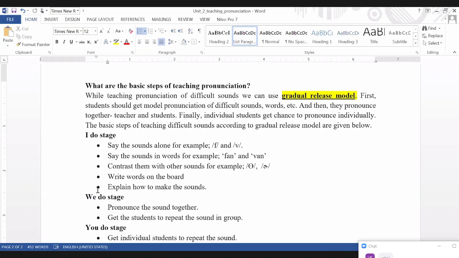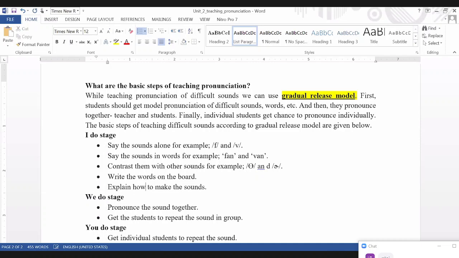So write words on the board. अब शब्दहरु बोर्डमा लेखिन्छ हैन. Like fan, van, we write on the board. Okay, so write the words on the board.